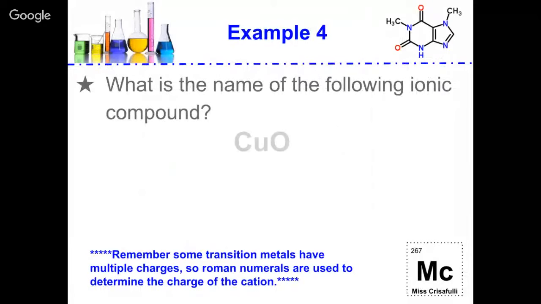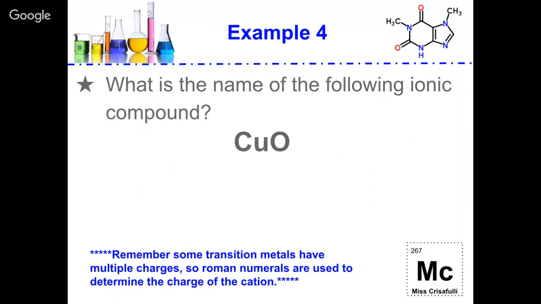So what is the name of the following ionic compound? What about this one? CuO. Well, in this case, copper is a transition metal. So remember, transition metals could have multiple charges. So we're going to have to include Roman numerals in this case to make sure that we identify which ion we're talking about, copper 1 or copper 2.